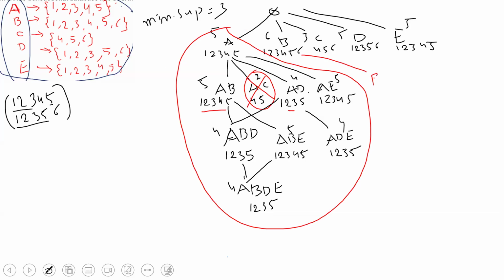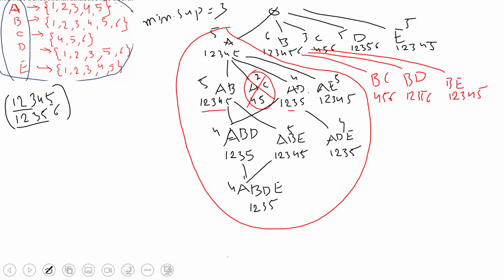The next would be BC, BD, BE, right? What is the intersection of BC and BD? It is 4, 5, 6. What is the intersection between B and D? 1, 2, 3, 5, 6. What is the intersection of B and E? It is 1, 2, 3, 4, 5.